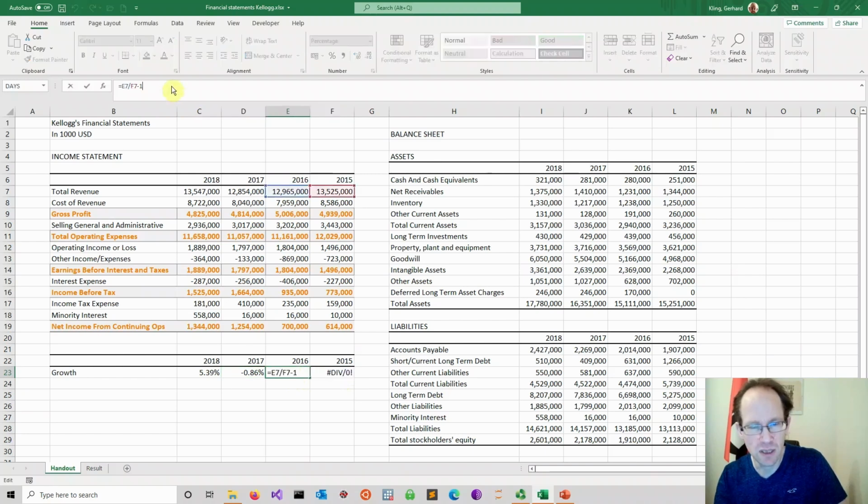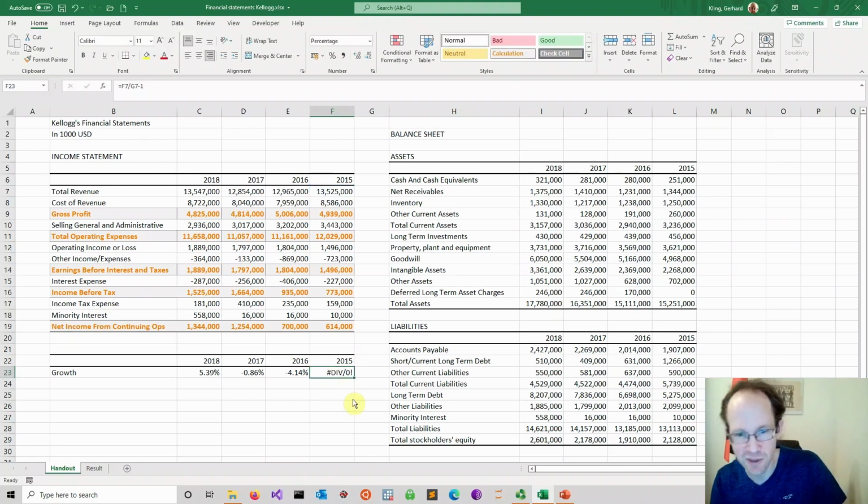So the next one here is our 2016-15 one, and of course then we run into trouble because we are running out of cells. So we divide by 0, and of course Excel doesn't like this. It gives us an error message, dividing by 0. So we can drop that.